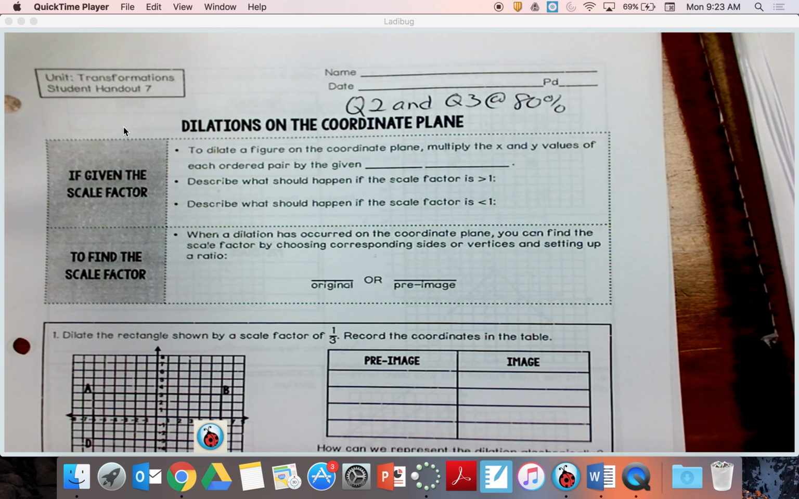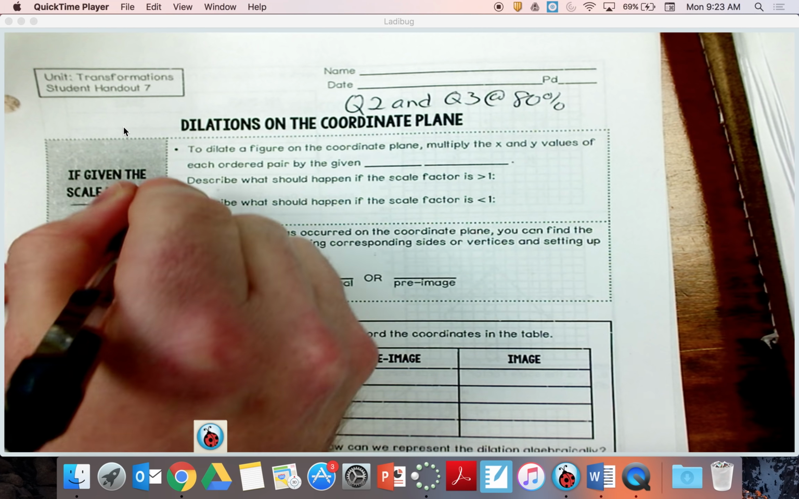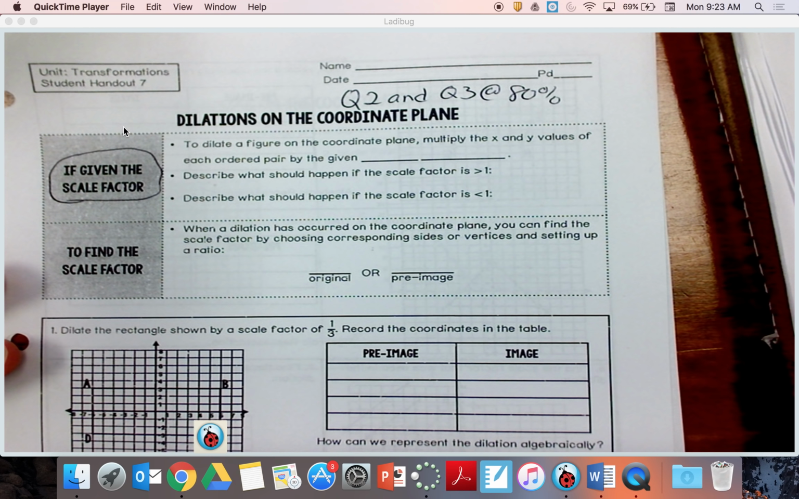And the first couple ones here are just kind of some touch and base of what we talked about from yesterday about the Alice in Wonderland stuff that we had. So this is if the scale factor is given to you. Remember, that's what you use to multiply your x and y values.